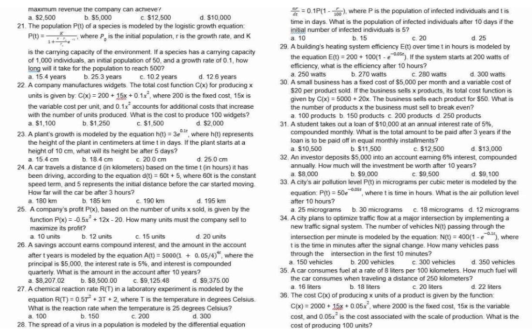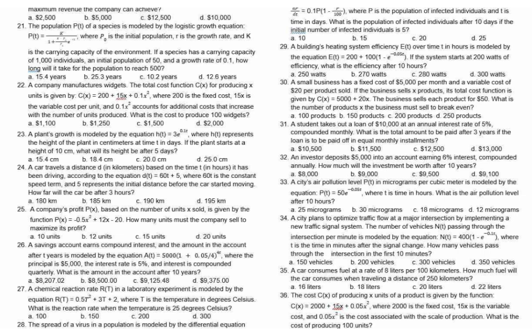Number 26. A savings account earns compound interest, and the amount in the account after t years is modeled by the equation A of t is equal to 5,000 times the quantity of 1 plus 0.05 over 4 raised to the power of 40, where the principal is $5,000 and the interest rate is 5%, compounded quarterly. What is the amount in the account after 10 years? Compounded quarterly means 4 times, correct? So the answer will be 8,207.02. We can get the answer by simply substituting the values.